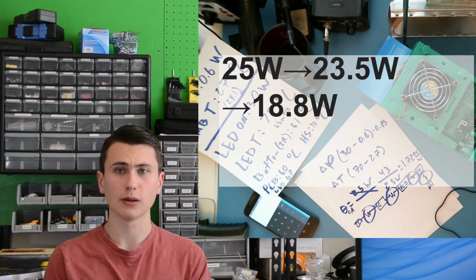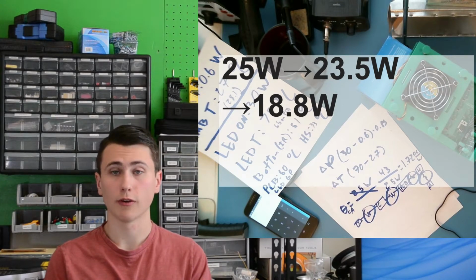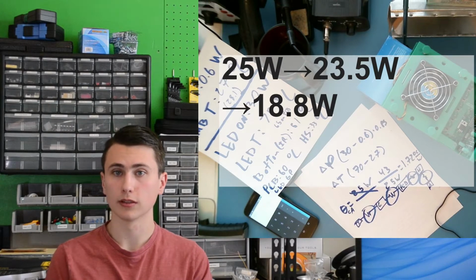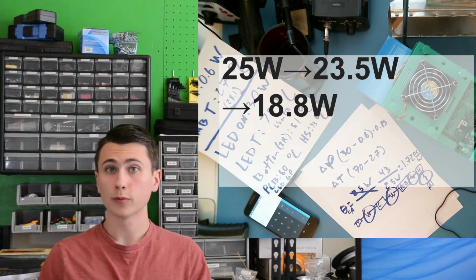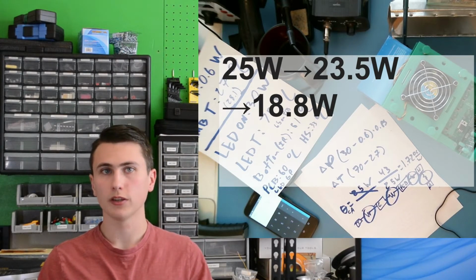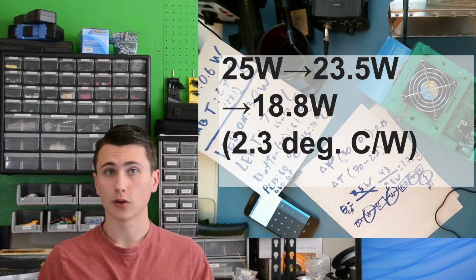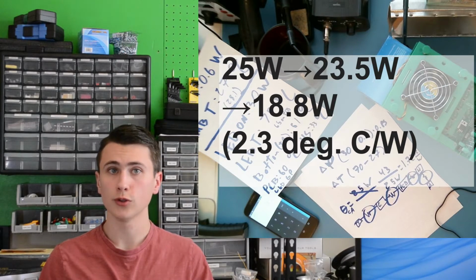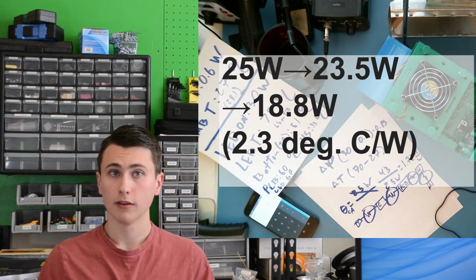This is far more than I was expecting. Looks like our math wasn't so far off after all. With a power delta of 18.8 watts and a temperature delta of 43 degrees Celsius, the thermal resistance from the LED case to ambient appears to be 2.3 degrees Celsius per watt. The cooler I am using is rated with a thermal resistance of 0.42 degrees Celsius per watt, making the thermal resistance from PCB to the heatsink 1.88 degrees Celsius per watt, from the LED side to the heatsink.